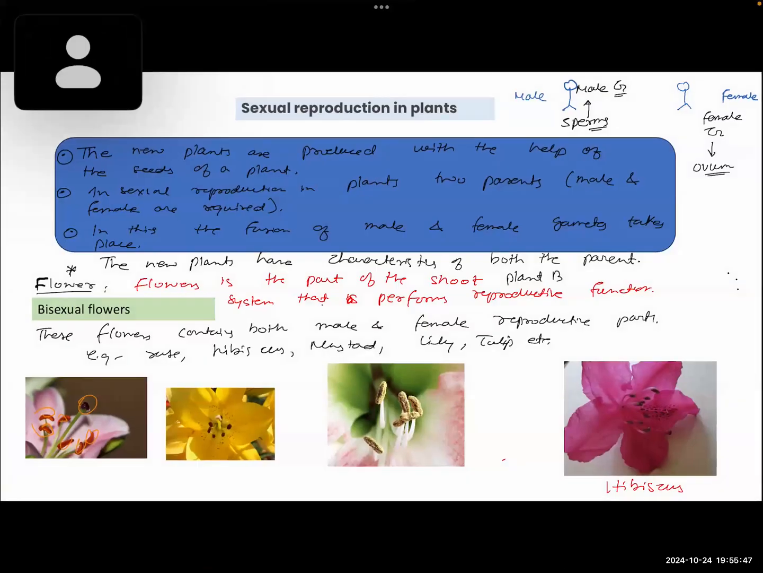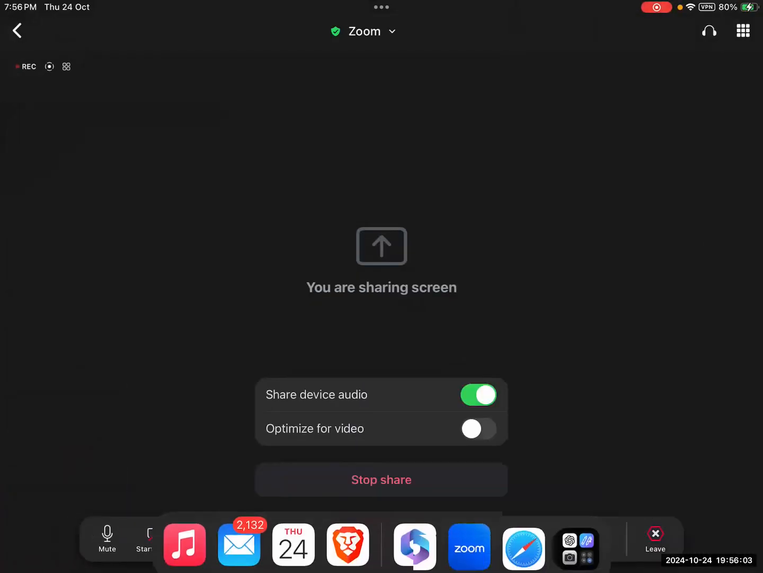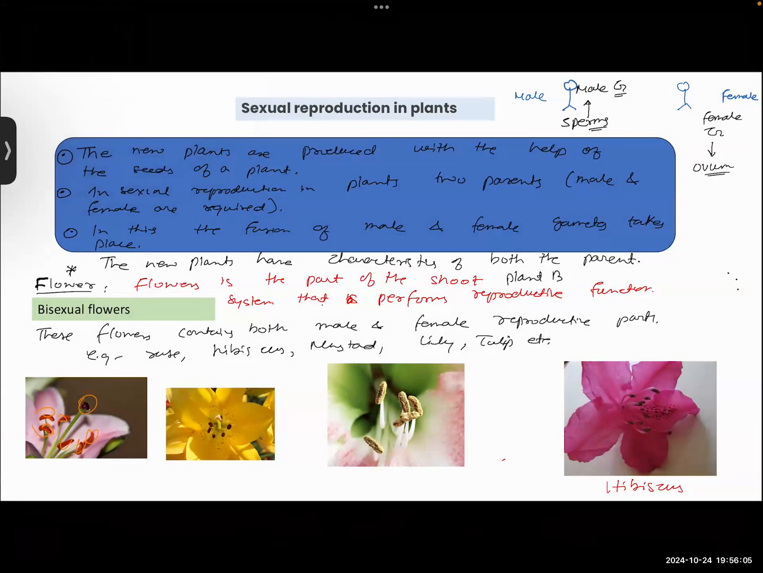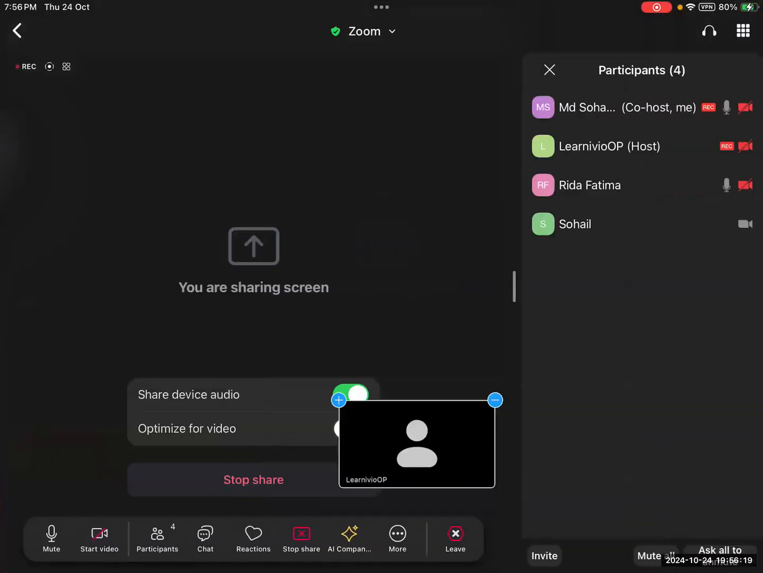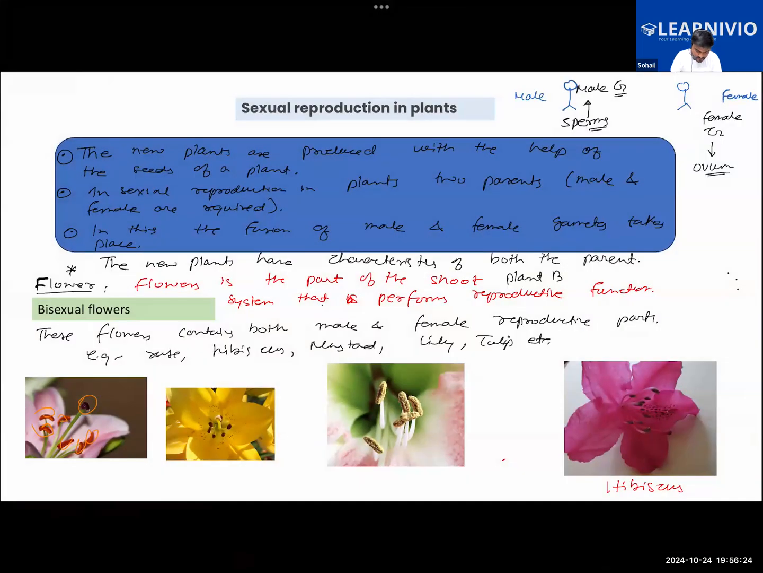I guess you can see the screen. Okay. Fatima, very busy in something. No, sir, I had network issues. That's why. Okay. Yeah, just a minute. Okay.